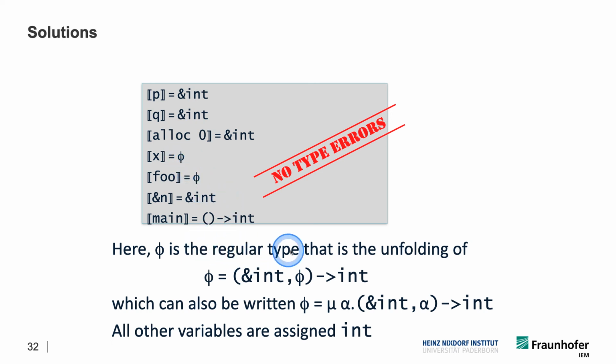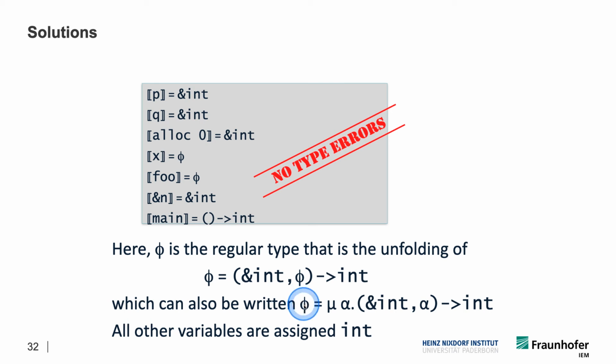And that is the regular type that is the unfolding of this one. It has to do with this recursive call that I showed you, right? So the first parameter was always this address of an integer variable. And the return type is always int, but the second one is again the type itself. And there's actually a way to write this in a closed form.